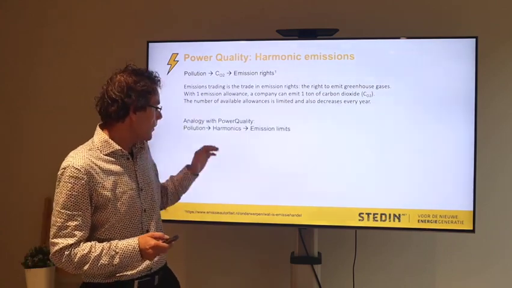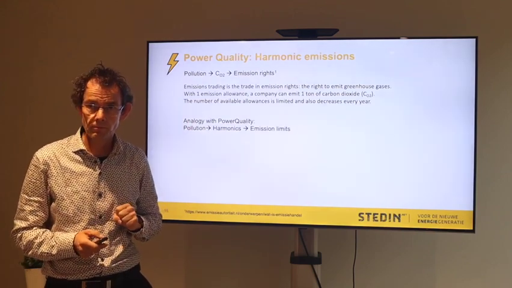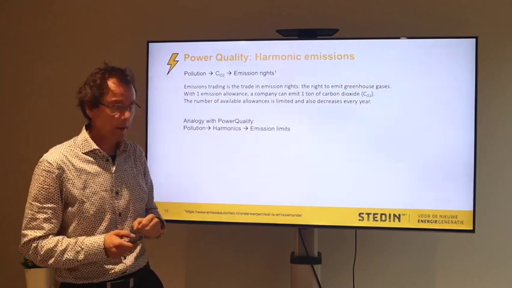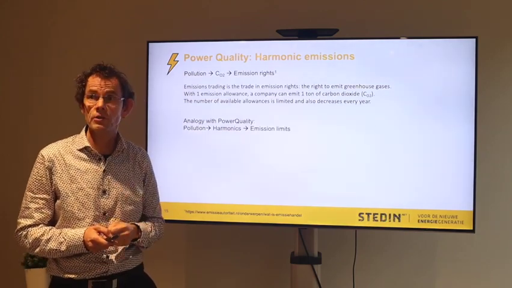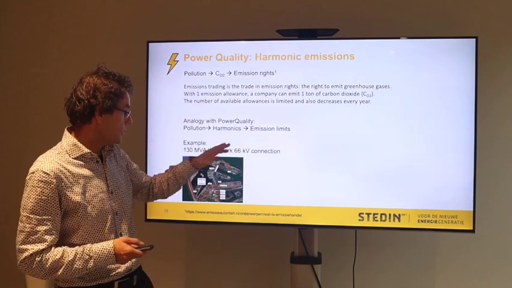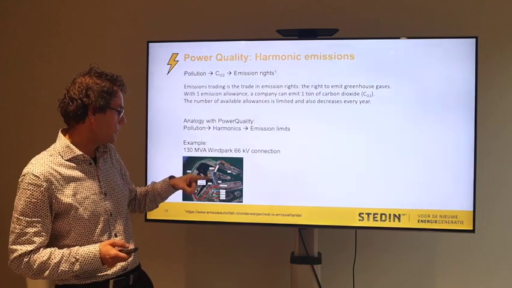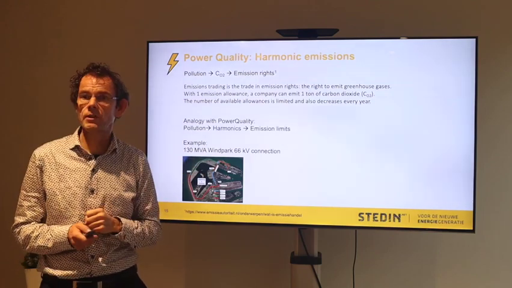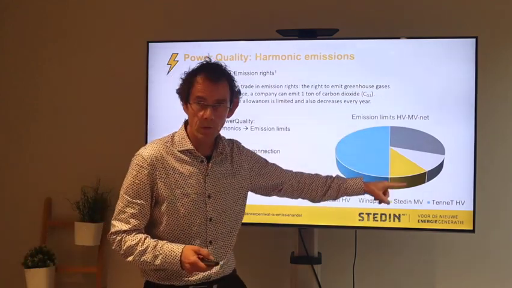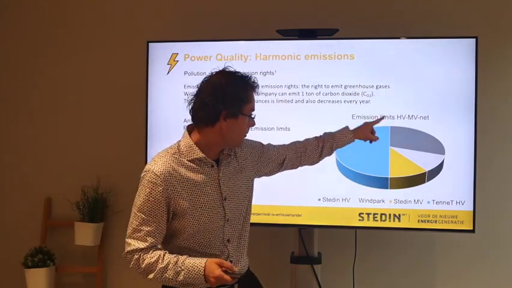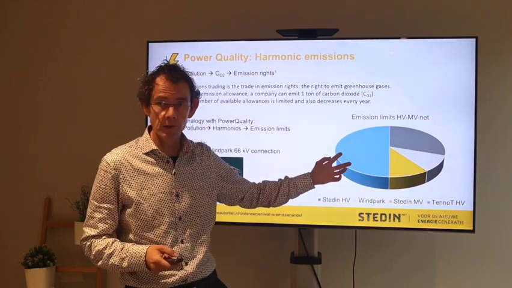So you can compare with power quality. It's not pollution, but it's harmonics. And these harmonics, you need some emission limits that are not too high. So, for example, we connect a 130 MVA wind farm on 66 kV in Maasvlakte. And there you have the pie. We call it the pie. It's the total emission limits of what the regulations give us.